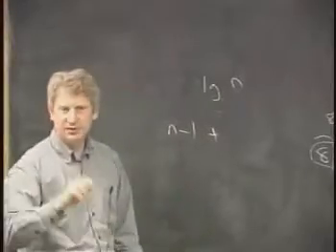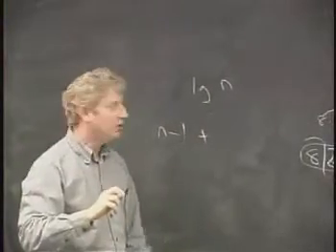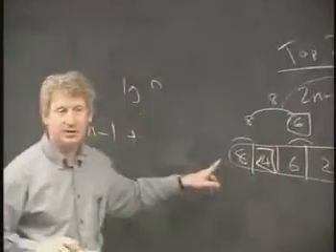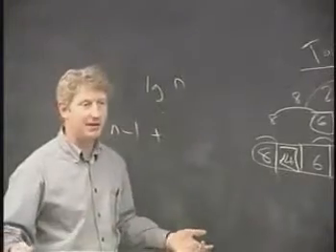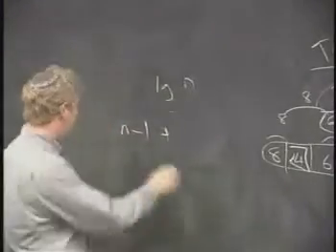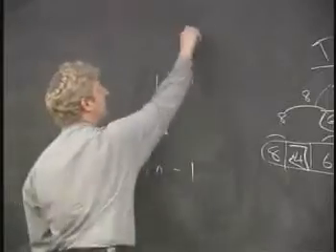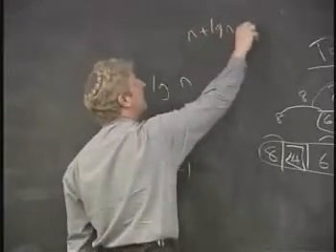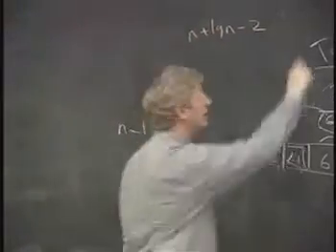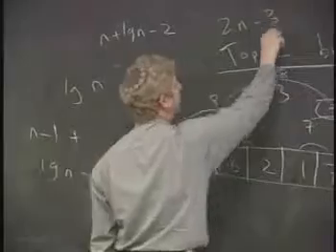Plus, what's the next stage? You got log n possibilities. You got to find the maximum in that list. So log n minus 1, just like we did before. The total time is n plus log n minus 2 comparisons, in comparison to 2n minus 3.